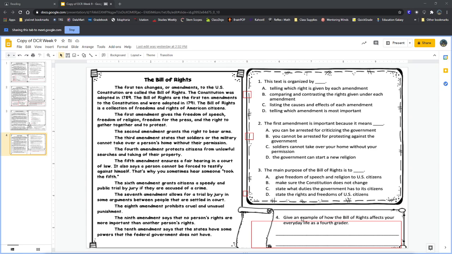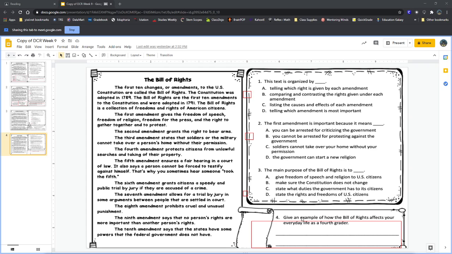Story says the Bill of Rights. The first 10 changes or amendments to the U.S. Constitution are called the Bill of Rights. The Constitution was adopted in 1789. The Bill of Rights are the first 10 amendments to the Constitution and were adopted in 1791. The Bill of Rights is a collection of freedoms and rights of American citizens. The First Amendment gives the freedom of speech, freedom of religion, freedom of the press, and the right to gather together and to protest. The First Amendment actually does quite a lot for us.